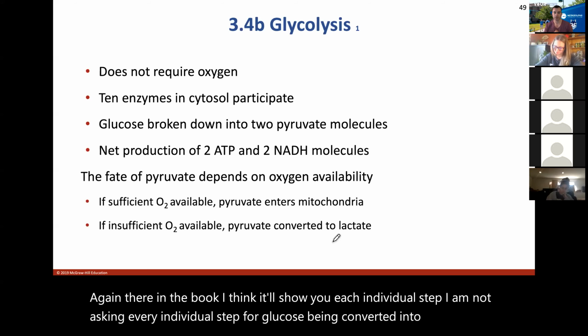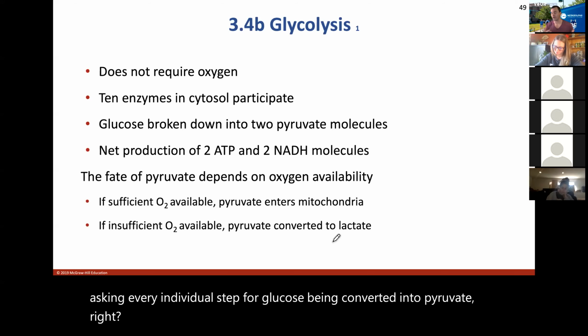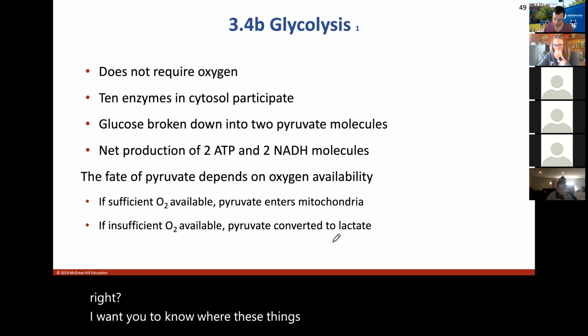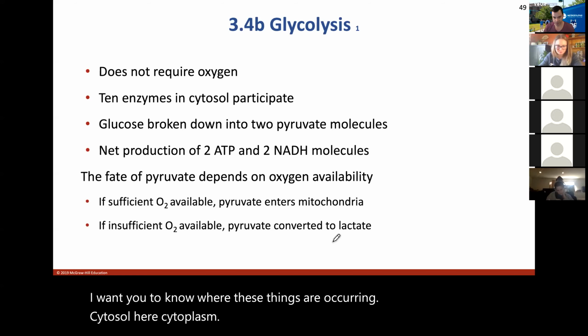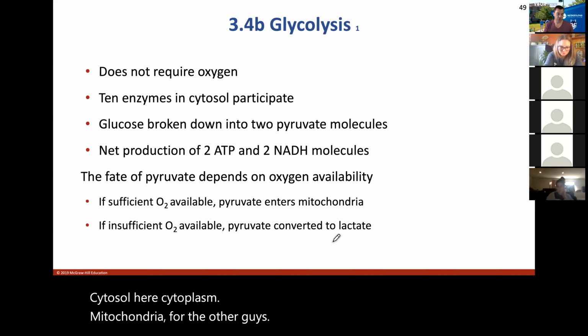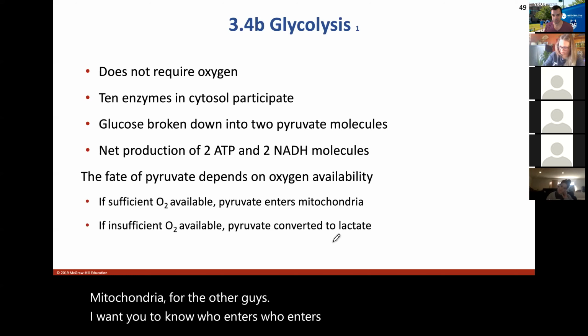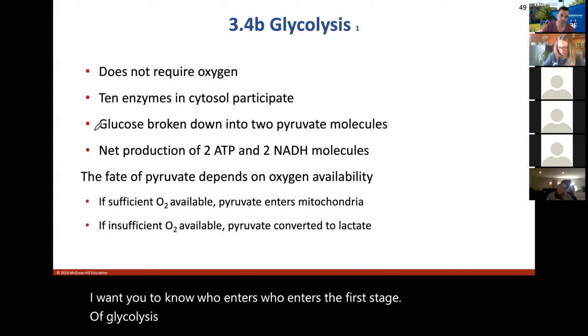I want you to know where these things are occurring. Cytosol here, cytoplasm, mitochondria for the other guys. I want you to know who enters. Who enters the first stage of glycolysis? Glucose enters. It's in its name.